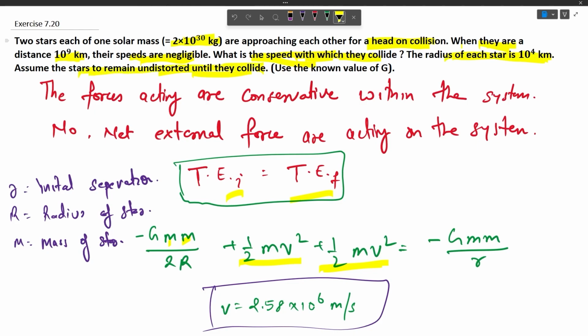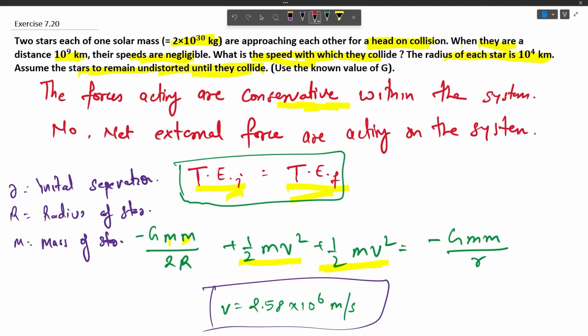So here these two stars are not being acted upon by a net external force, so the total energy of the system is going to be conserved. That is, total energy initial is going to be total energy final. Now here are a few nomenclatures that we have used. Here small r represents the initial separation of the stars, capital R represents the radius of the star, and small m represents the mass of the star.